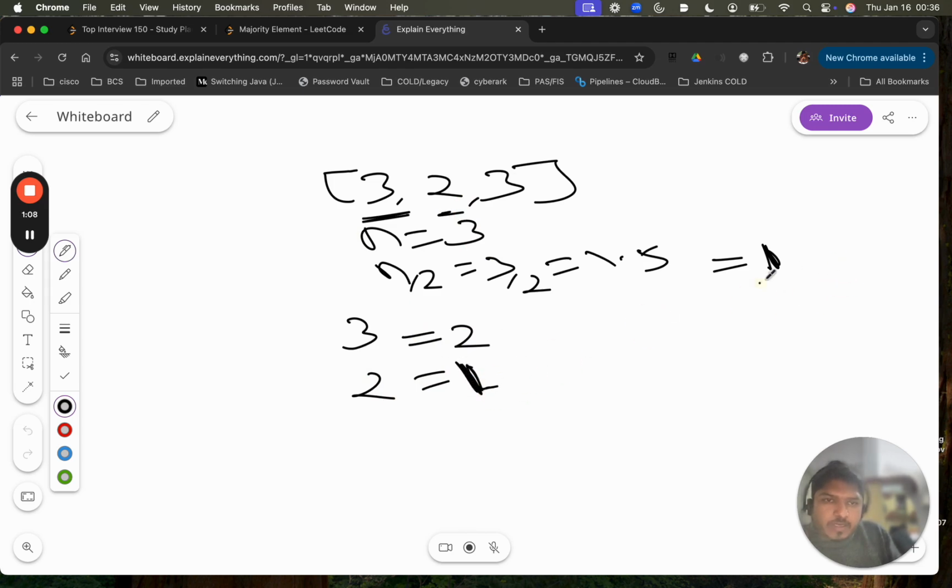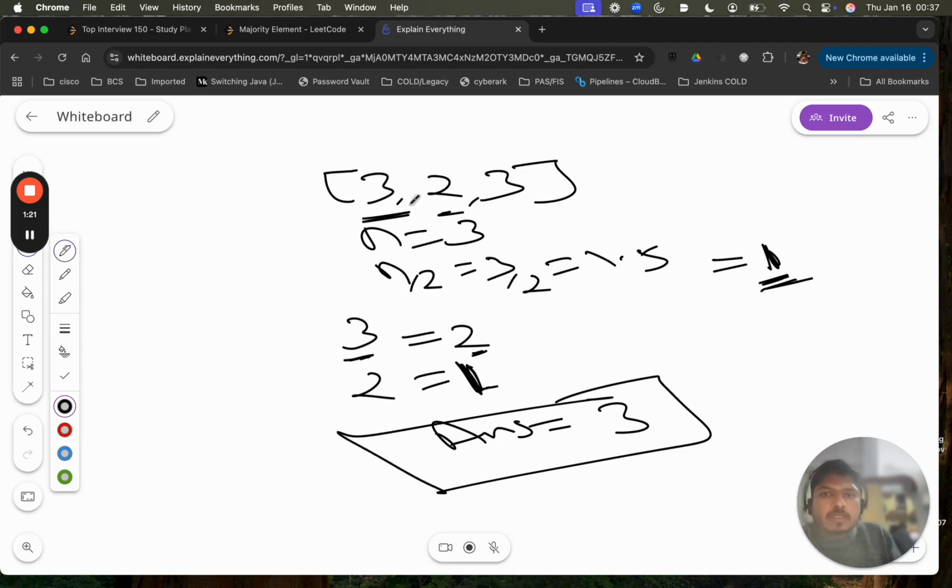Is 1 greater than n by 2 times? No. And is this 2 greater than 1? Yes. So this 3 we have to return. So the answer would be 3, right? 3 is the majority element here. We can see it here also.